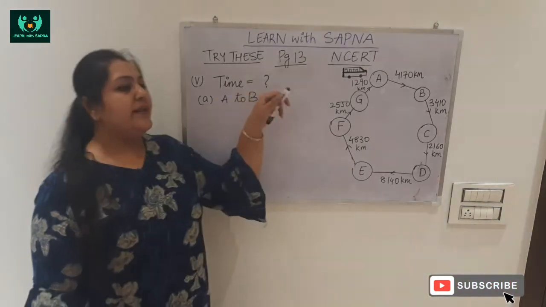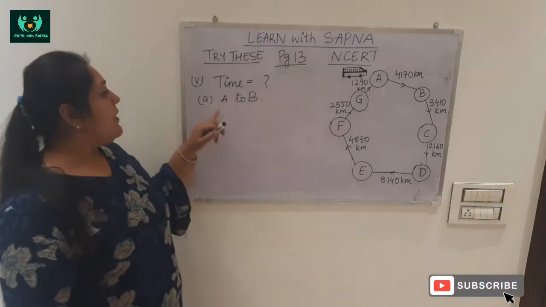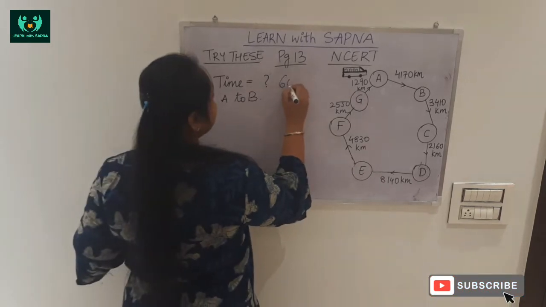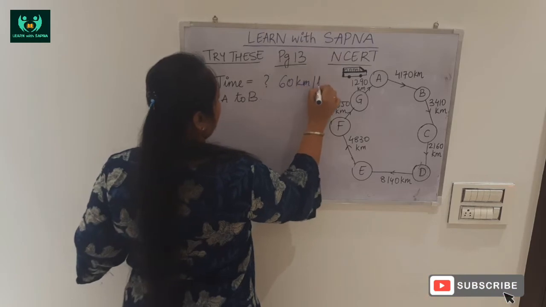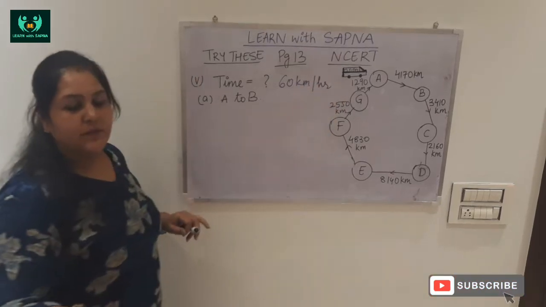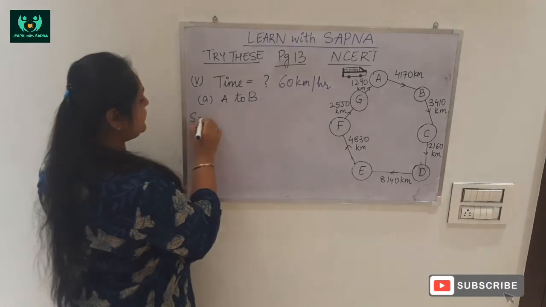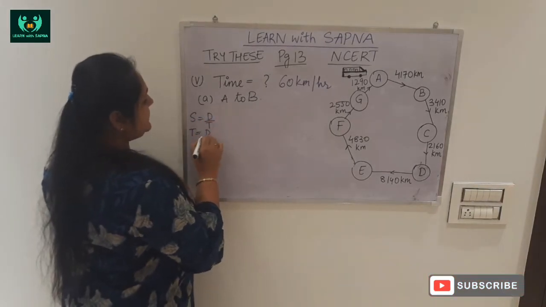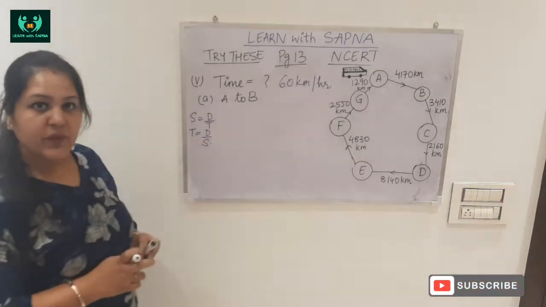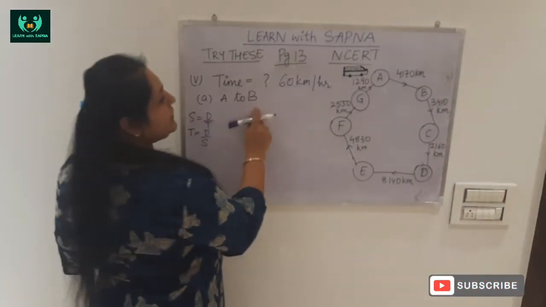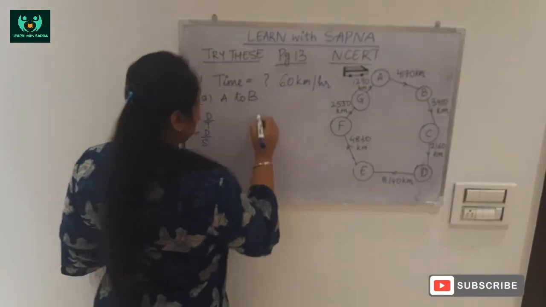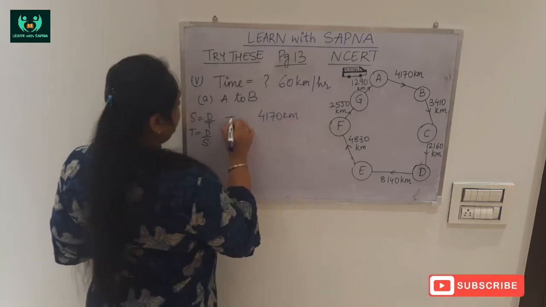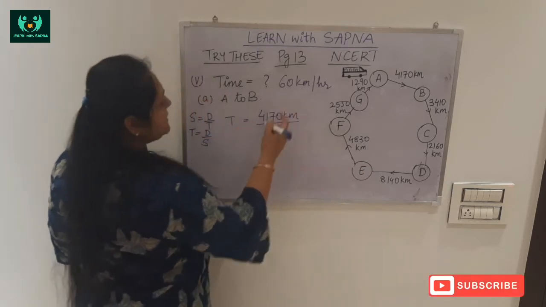The fifth part has 4 parts in itself. It says we have to find the time taken by the bus if it goes from A to B. The speed that has been given to us is 60 km per hour. We know the basic formula for speed. Speed is equal to distance upon time. So we have to find the time. That means distance upon speed. Right? Now A to B we have to calculate. What is the distance for A to B? 4,170 km divided by what is the speed?